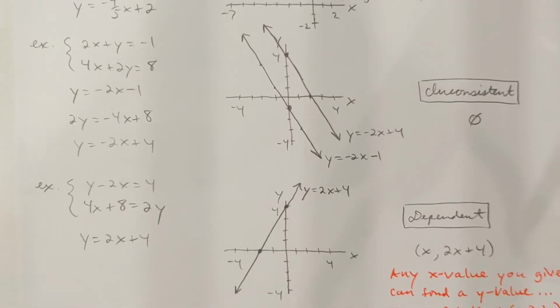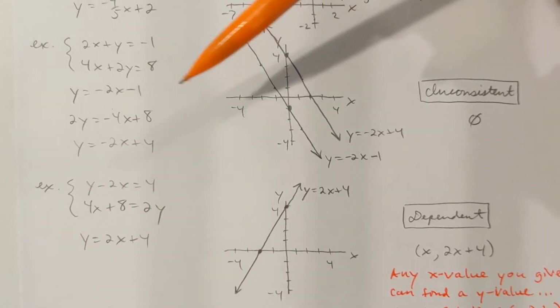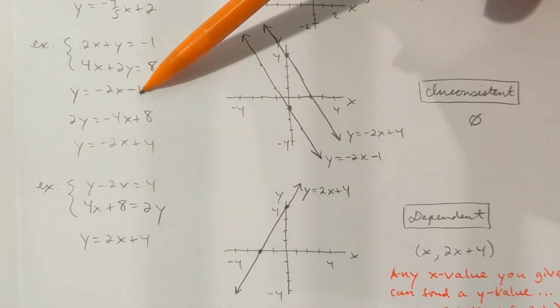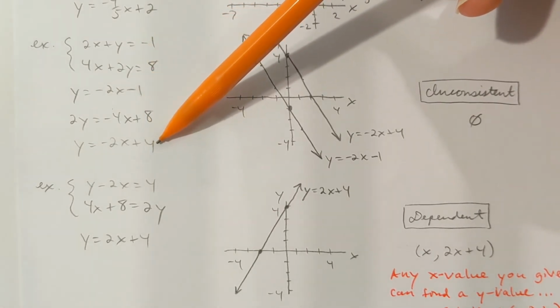Okay, here's another one. Solve the system. Okay, again, I've rewritten each one of these equations into slope-intercept form, y equals mx plus b.